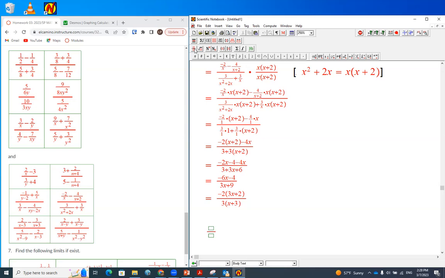Okay, so what we have here is 2 over x minus y plus 3 over x minus y and 5 over x plus y minus, x plus y, sorry, minus 1 over x squared minus y squared.